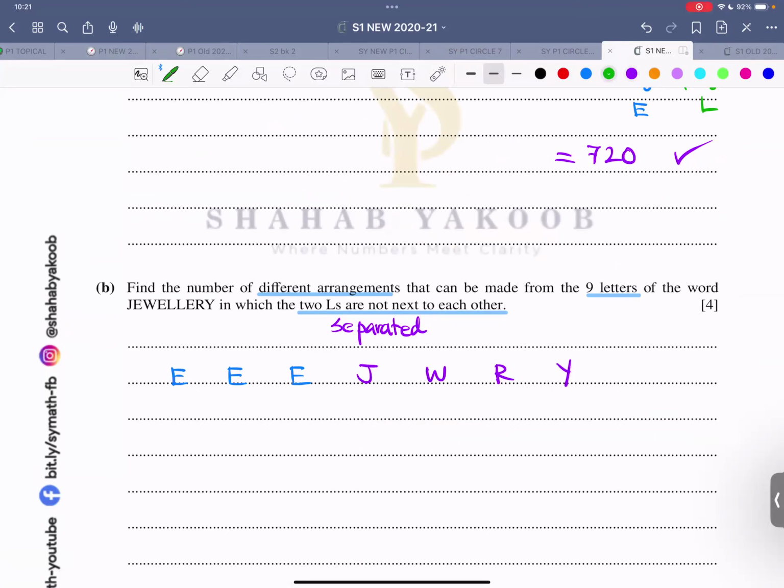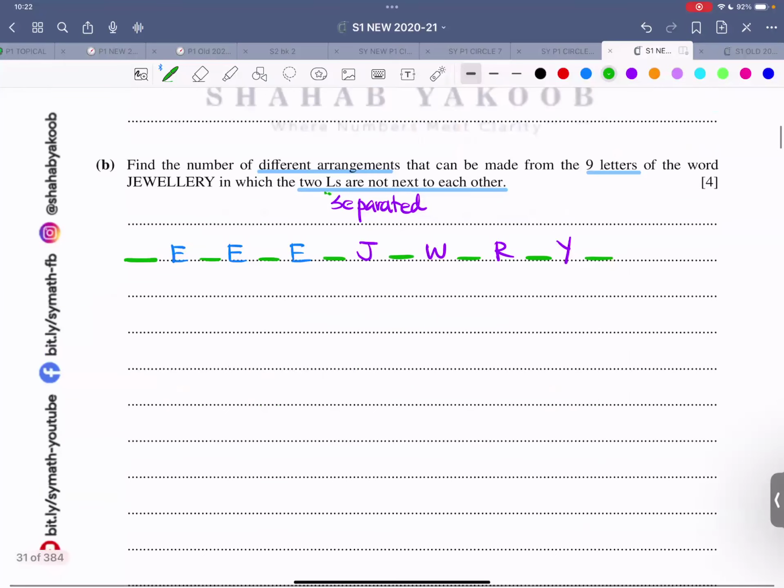And there are blank spaces. So let me make it thicker. That's 1, that's 2, that's 3, 4, 5, 6, 7, and 8. So the 2 L's could be there, any one of these 8 spaces. So what should I write? I should write that this should be 8P2. So this is 8P2, but they are identical L's, divided by 2 factorial for the L's.